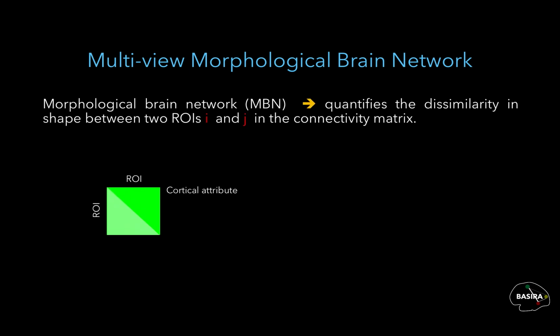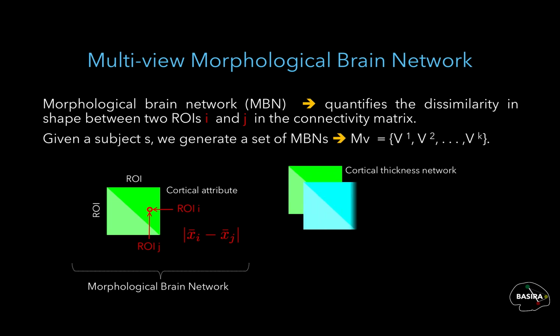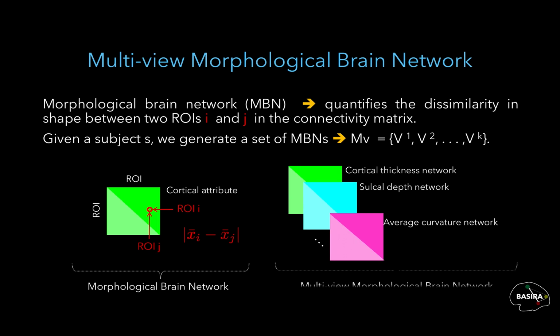We use a morphological brain network that can be represented as a connectivity matrix comprising a set of nodes or brain regions, and the connection between two nodes quantifies the dissimilarity in shape between two regions i and j by computing the absolute difference between region-based average morphological measurements. For each subject s, we construct a set of MBNs that include different cortical attributes, for example, cortical thickness, sulcal depth, average curvature, etc.